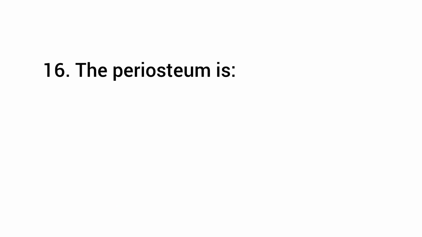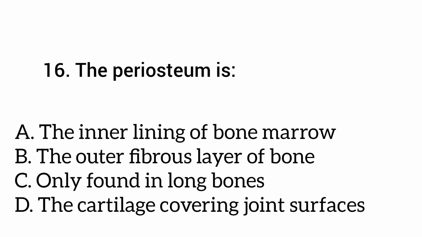Question number 16. The periosteum is A. The inner lining of the bone marrow, B. The outer fibrous layer of bone, C. Only found in long bones, and D. The cartilage covering joint surfaces. Most correct answer is B. The outer fibrous layer of bone. The periosteum is a vascular connective tissue layer covering the bone except for articular surfaces.